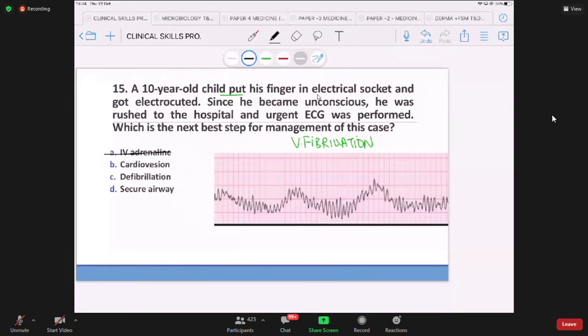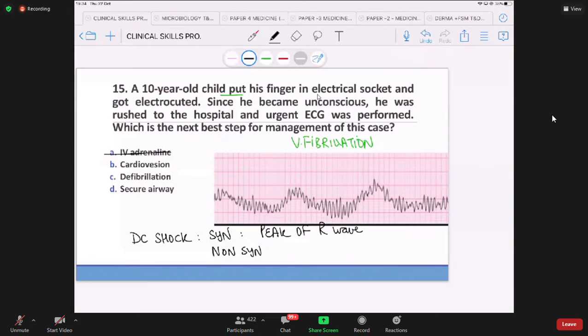You see, we always read DC shock. DC shock is of two varieties. Either we call it synchronized or we call it non-synchronized. When will you call it synchronized? You will call it synchronized when the DC shock is delivered with respect to the peak of the R wave. Listen to my words very carefully, guys.